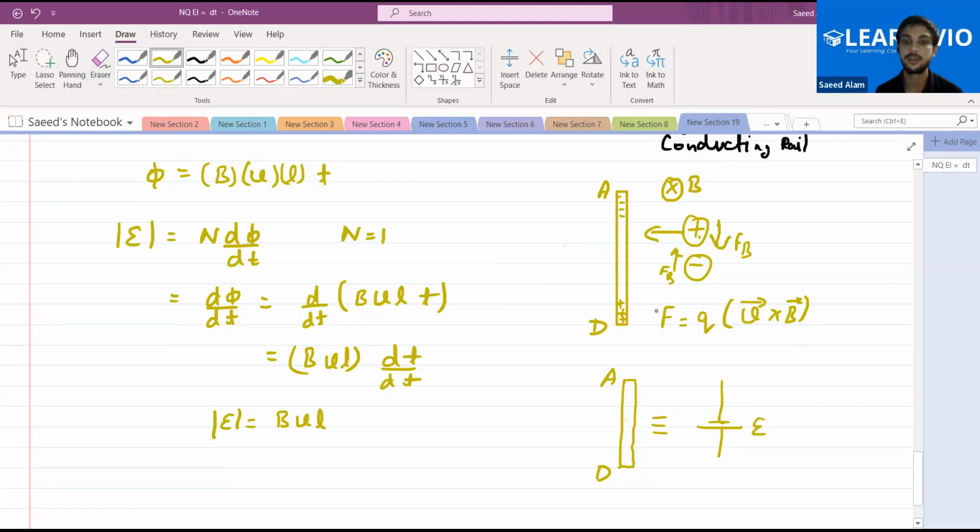Yes, sir. So the positive charge will accumulate here and the negative charge will accumulate here. So EMF will be induced somewhat like this. Yes or no? So we have got this result, but still I'm not satisfied because I'm able to get the EMF, but there is an issue.